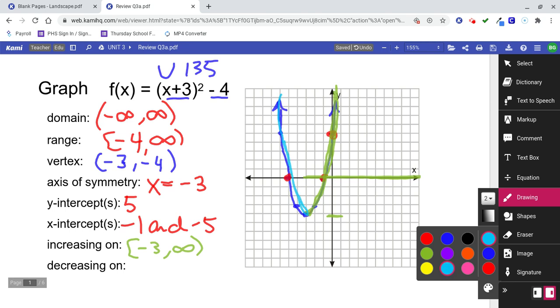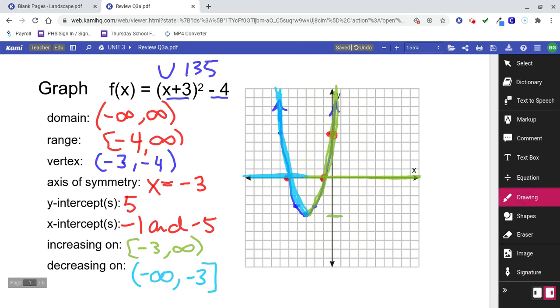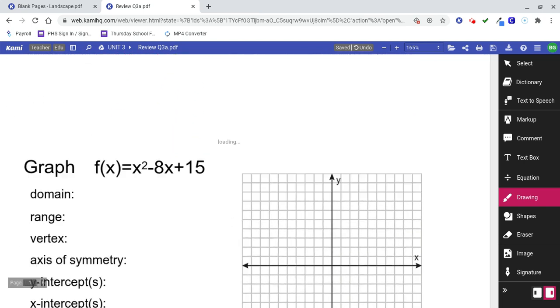This part is where it is decreasing. And again, look at the domain. You want the domain, and it goes from -infinity to x equals -3, bracket. Okay, so pretty quick. As long as you can find the vertex and know your 1, 3, 5 pattern, that should be pretty easy to do.